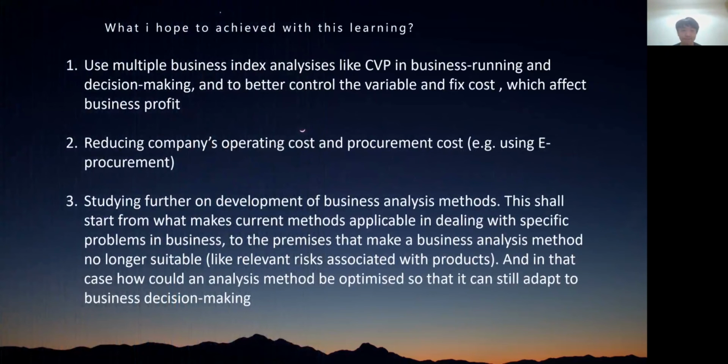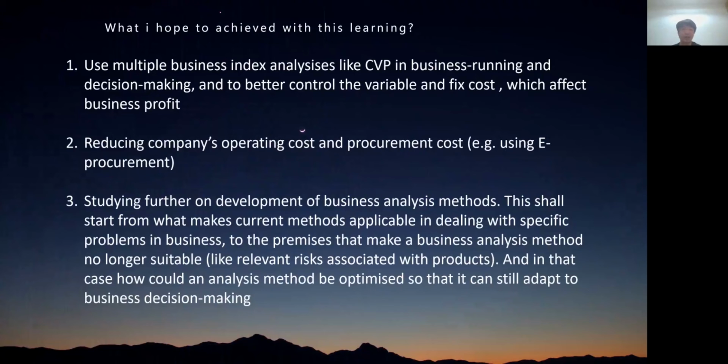First of all, I would like to look into some business index analysis, just like CVP, and how to apply this in business running and the decision-making process, and especially to control the variable and fixed costs, because these identified in the CVP process are key factors to business profit.